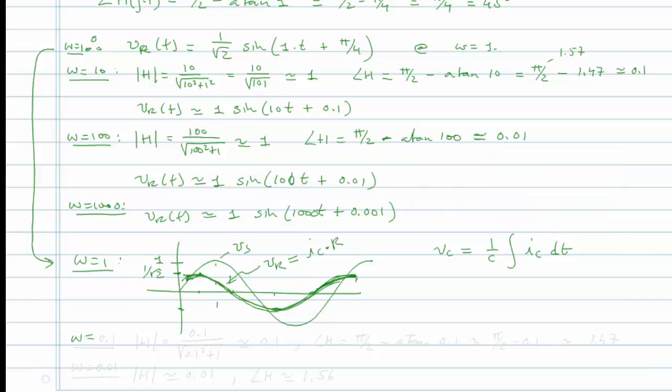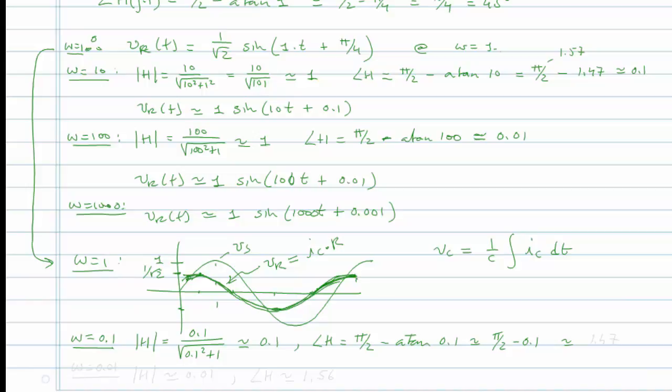Let's try a frequency below 1. Let's try 0.1. In this case, we'd have the magnitude of H is going to be equal to 0.1 over square root of 0.1 squared plus 1, which is approximately 0.1, right? Because the 0.1 squared is 0.01, and that's swamped out by the 1 in the radical down there. And then the angle of H will be equal to pi over 2 minus the arctan of 0.1, which is approximately pi over 2 minus 0.1 radians.